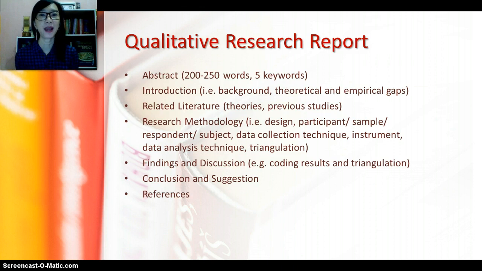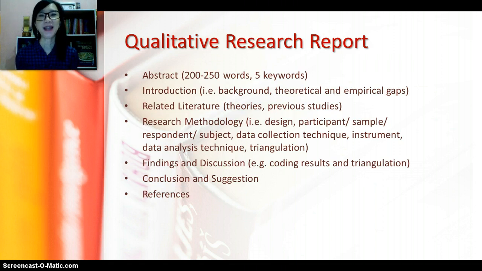Afterwards, you have to write down related literature review or a review of related literature. So what are there in your review of related literature section? Include theories and previous studies. How many theories and how many previous studies? Minimum or at least 2. More than 2 will be fine.